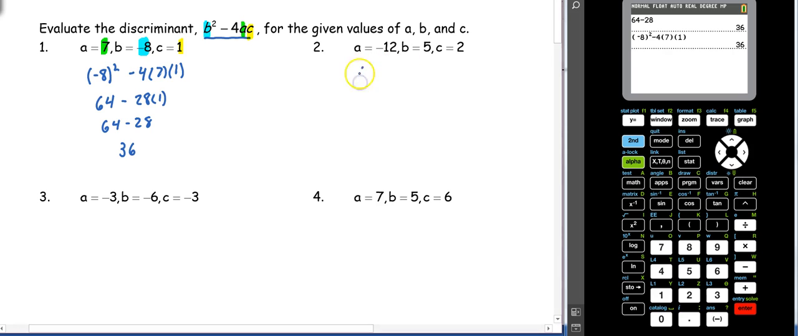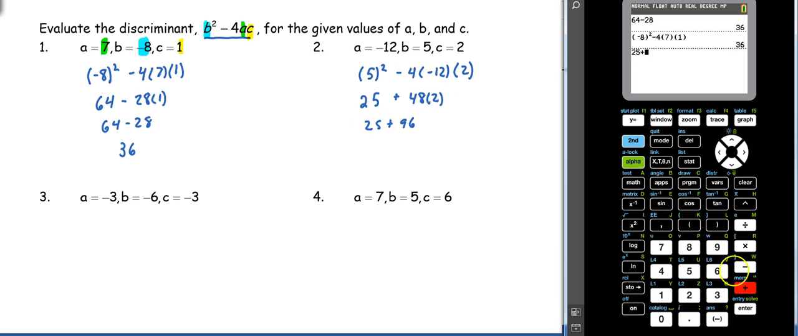Number 2, again, we're going to substitute our values in. So we have b squared, so 5 squared minus 4 times -12 times 2, which in this case gets us 25 plus 48 times 2, 25 plus 96. When I add 25 plus 96, I get 121. If I substitute into my calculator, (5) squared minus 4(-12)(2), I get the same answer.